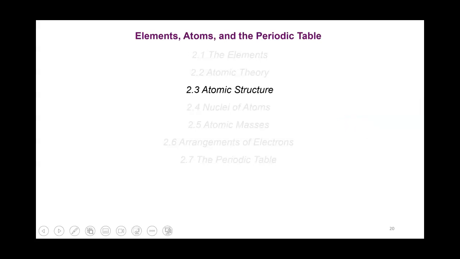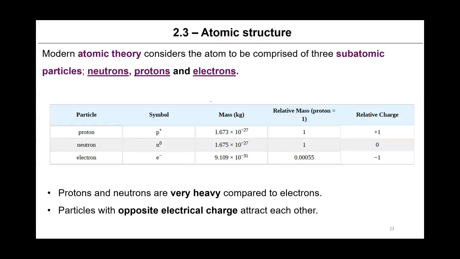In section 2.3, we look at how the particles that make up atoms are organized, or what is known as atomic structure. So in modern atomic theory, we consider that the atom is comprised of three subatomic particles. These are called neutrons, protons, and electrons. And each particle has its own symbol. For the proton, it is a lowercase p with a superscript plus. For the neutron, it is a lowercase n with a superscript 0. And for the electron, it's a lowercase e with a superscript minus sign.